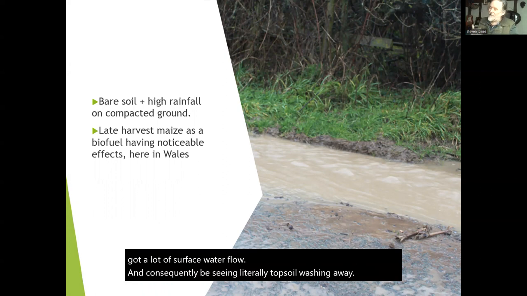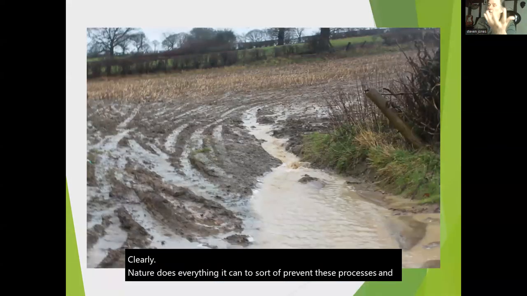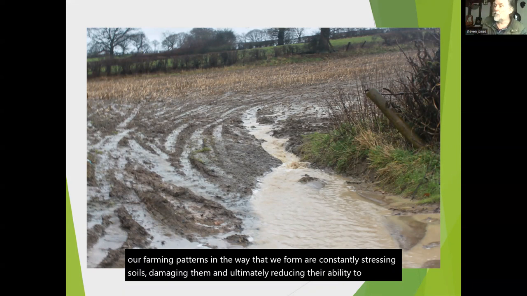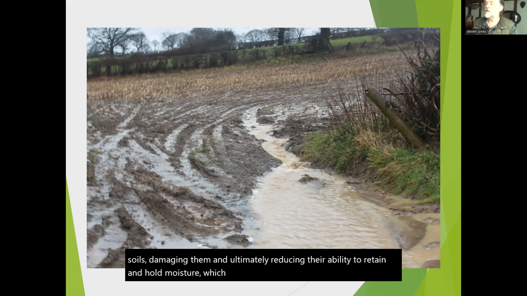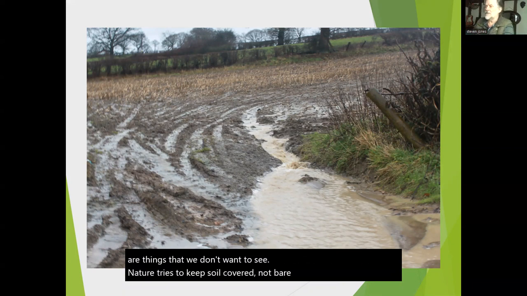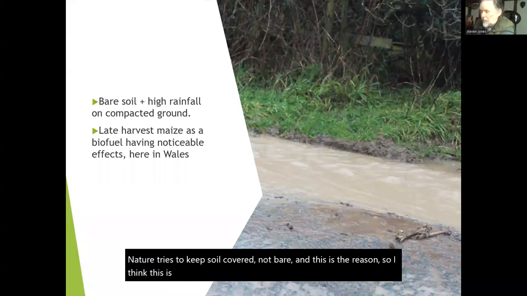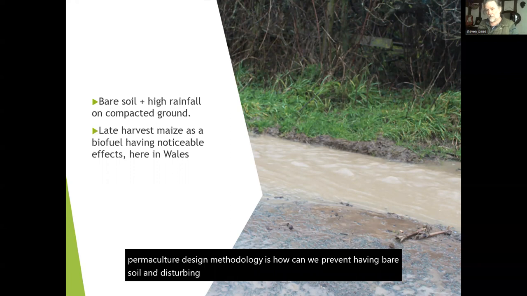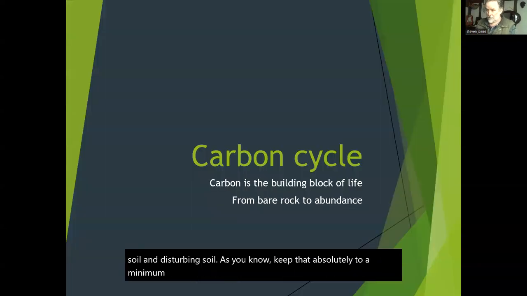Clearly, nature does everything it can to prevent these processes. And our farming patterns and the way that we farm are constantly stressing the soils, damaging them, and ultimately reducing their ability to retain and hold moisture, which causes this kind of erosion. Now, these are things that we don't want to see. Nature tries to keep soil covered, not bare. And this is the reason. So I think this is something we really want to take into our permaculture design methodology: how can we prevent having bare soil and disturbing soil as much, keep that absolutely to a minimum, or can we reduce it? Can we remove it altogether?